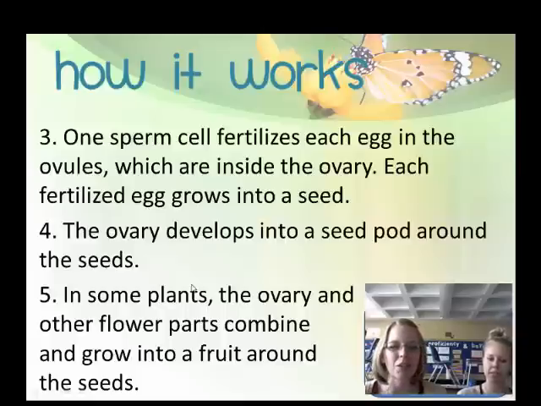Seed pod around the seed. So some things we call vegetables really technically, by science definitions, are fruits. They just don't taste good. Like peppers, nasty. So think of it kind of like the ovary is forming this protective area around the seed. So it's kind of like how human moms have the baby inside of them, protecting that baby until it grows into its own person.